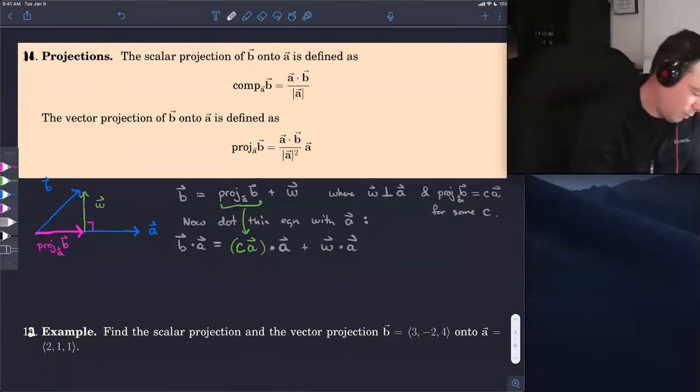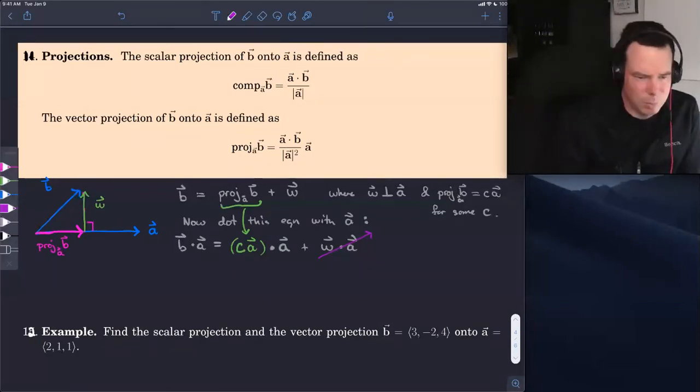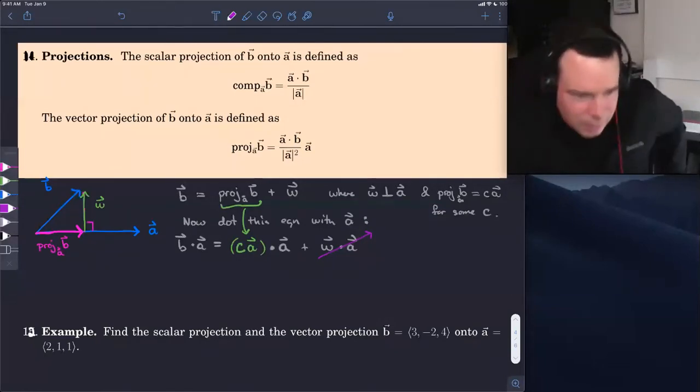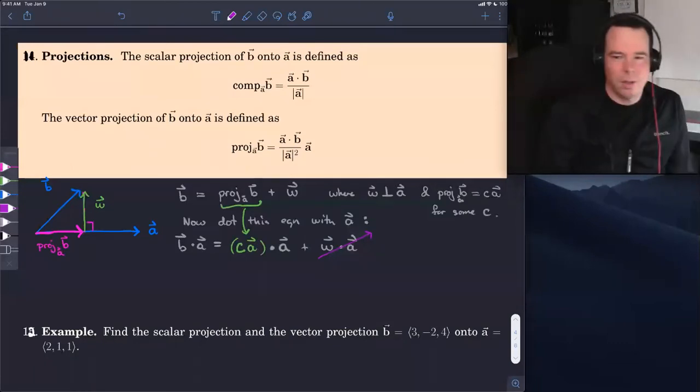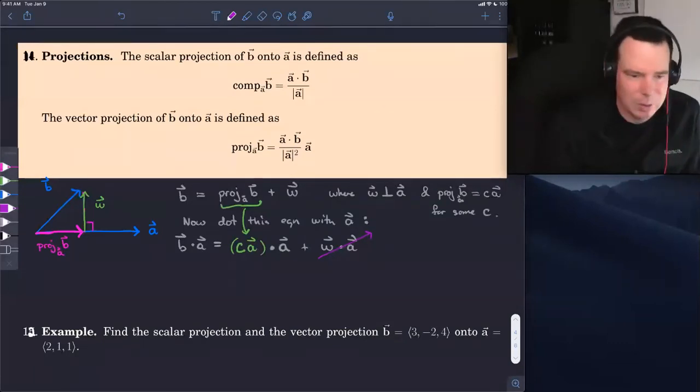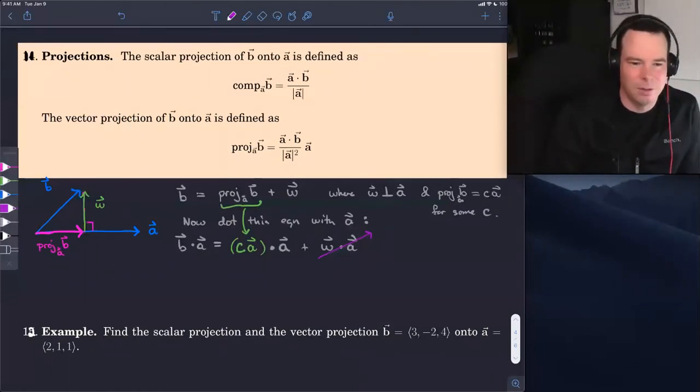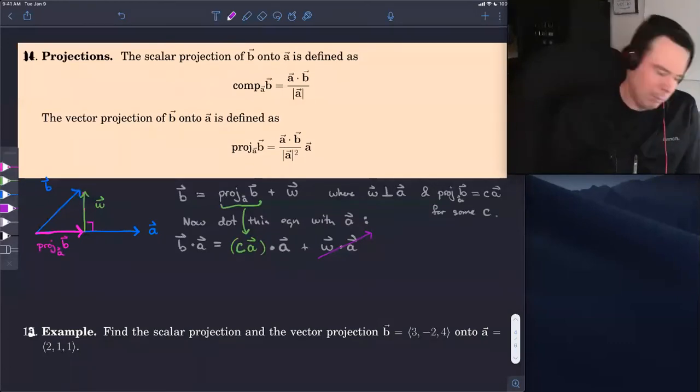All I've done is taken this decomposition into two pieces and dotted it with A. And the reason I've done that is because what is this W dot A? What is that going to be? 0? Yeah, exactly. It's going to be 0. And yeah, Rohan, orthogonal and perpendicular are synonyms. I'll use them interchangeably, I just do it unconsciously. They mean the same thing.